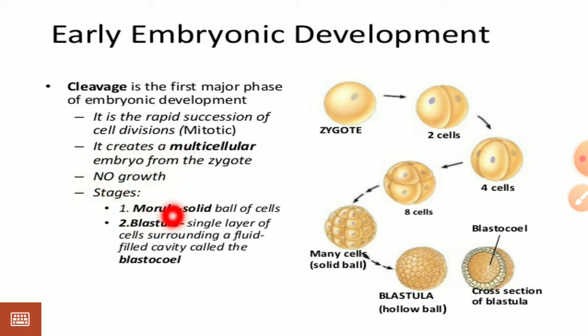The cleavage process contains two stages. The first one is morula and the second one is blastula. The morula stage is a solid ball of cells, but the blastula is a single layer of cells surrounding a fluid-filled cavity called the blastocoel.